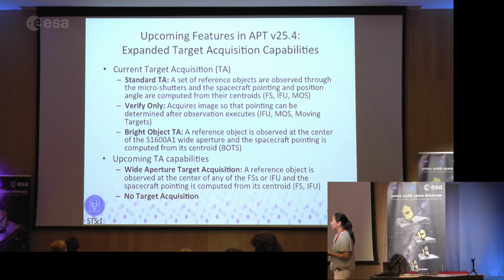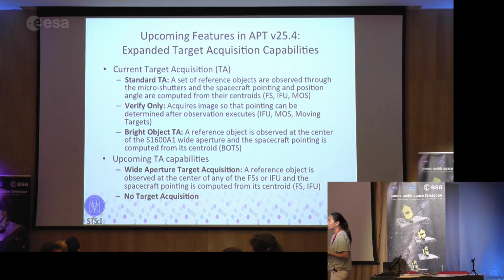So I wanted to mention the upcoming features in version 25.4 for NIRSpec target acquisition. So these are the currently available target acquisition possibilities for NIRSpec. These two currently involve usage of the MSA, and the bright object TA requires the 1.6 arcsecond wide aperture, the large slit.